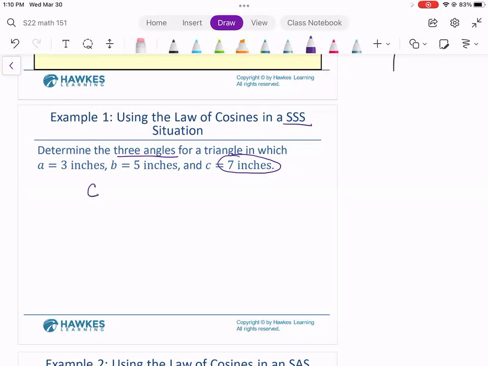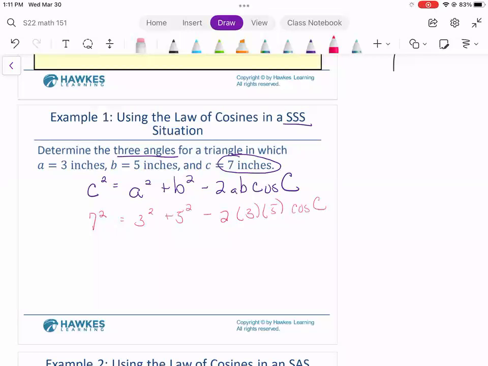So we can use the form of the law of cosines that C squared is equal to A squared plus B squared minus 2AB cosine of angle C. When we plug in our known values, we have 7 squared equals 3 squared plus 5 squared minus 2 times 3 times 5 times the cosine of C. We end up with 49 is equal to 34 minus 30 cosine of C. And when we further solve that, we get that the cosine of C is equal to negative 1/2.